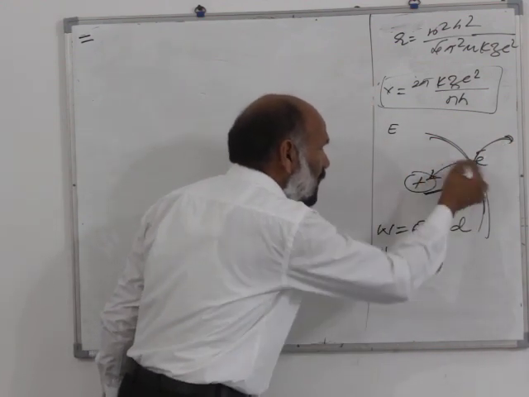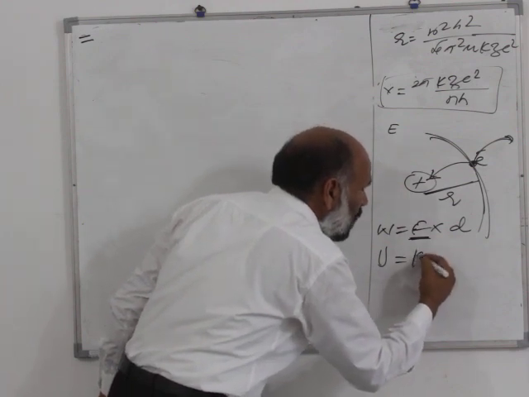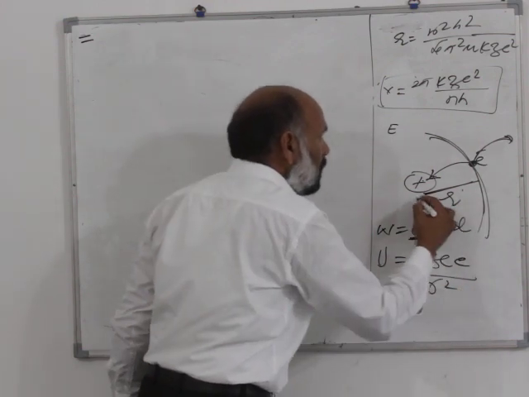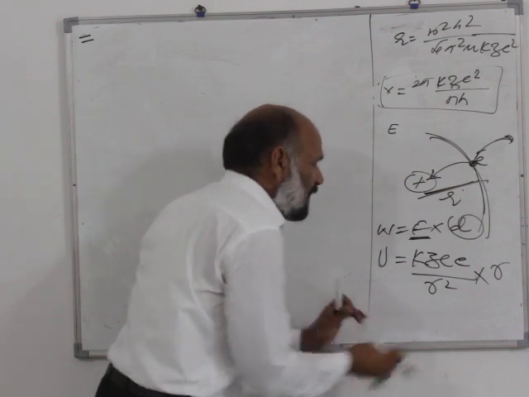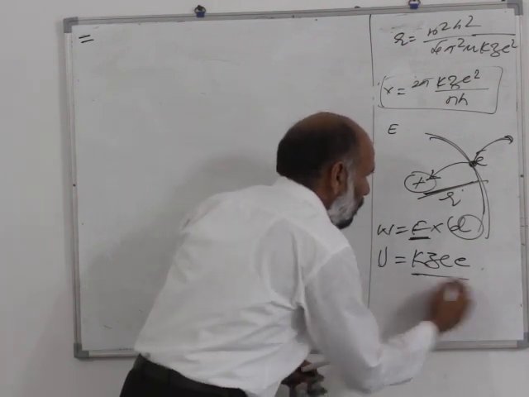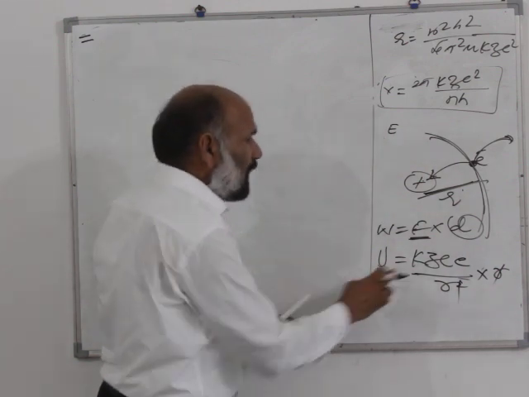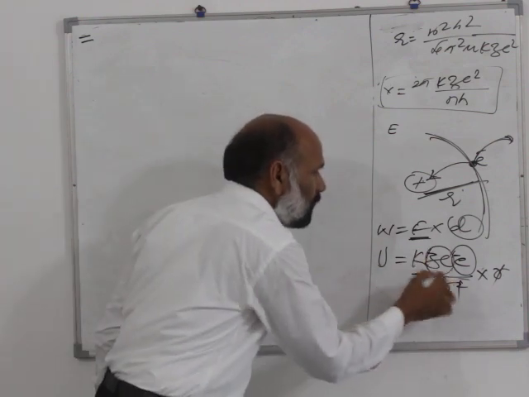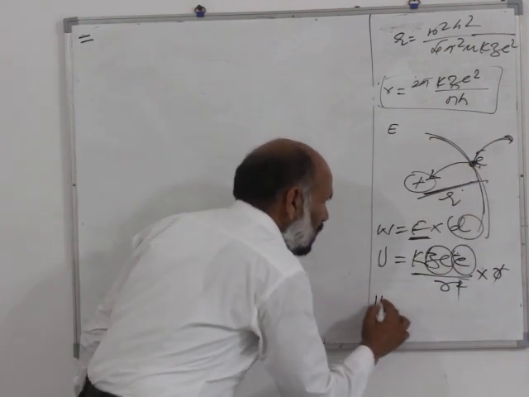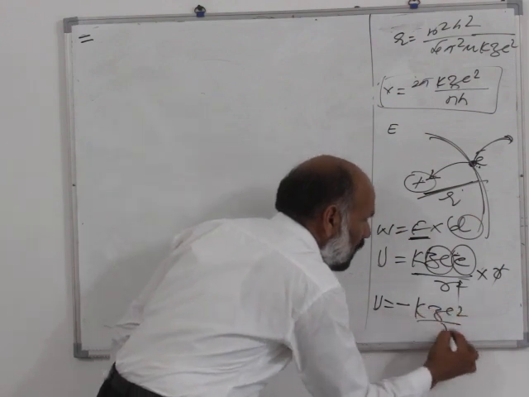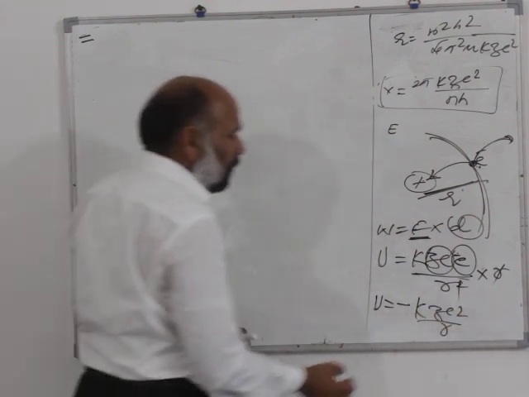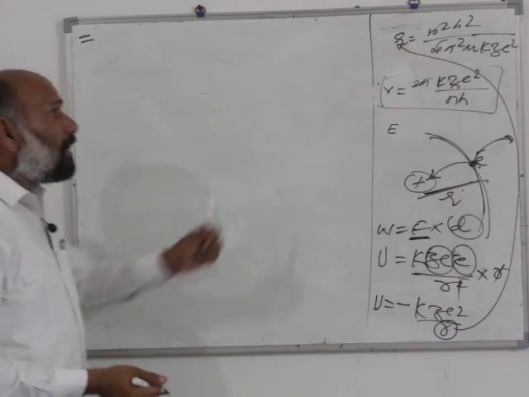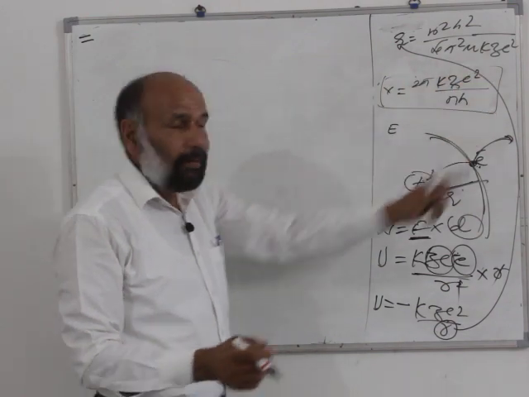Put the value of force, that is electrostatic force, q1 q2 upon r square. What is q1? Z into e upon r square, and the distance is again r, so r cancelled. So k z square upon r, but the sign of this is negative. So q1 positive, q2 is negative, electron. So potential energy equals minus k z square upon r. Okay, now you need the value of r, that's why I have written here: n square h square upon 4 pi square m k z square.